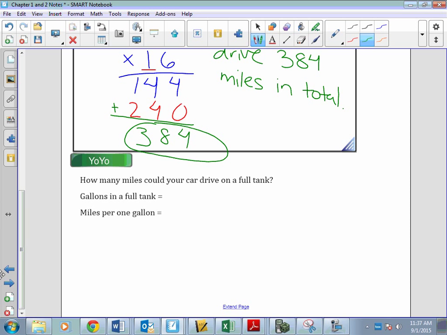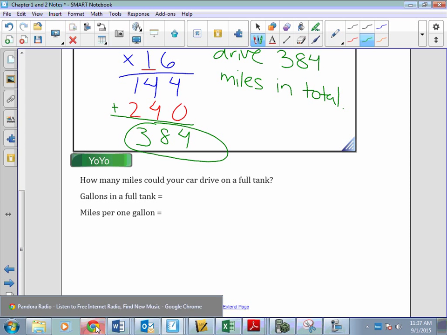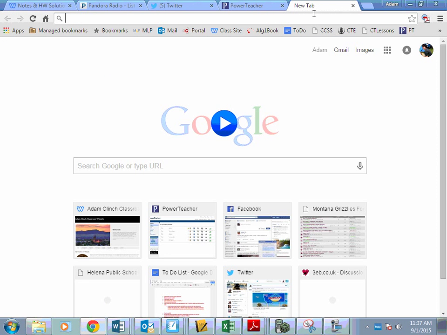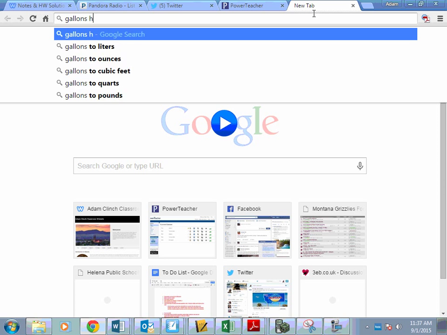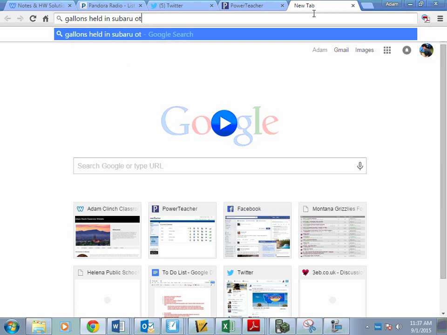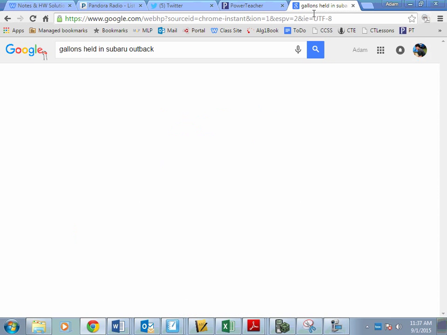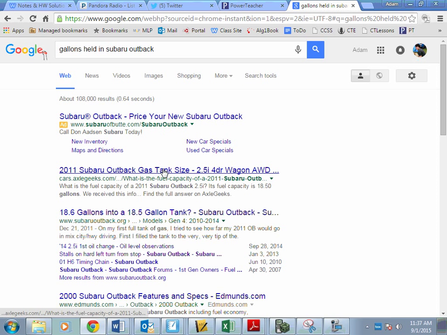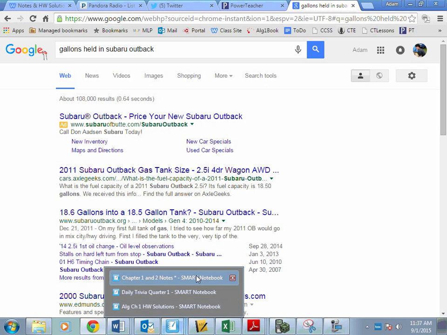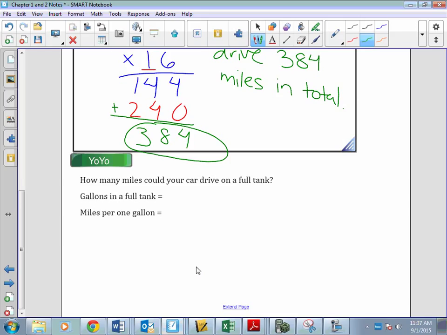So, for example, I have a Subaru Outback. So let's say gallons held in Subaru Outback. Google can be a beautiful thing. It looks like it can hold 18.5 gallons. And I know from driving that it gets about 24 miles per gallon on the highway. So let's do a highway trip. So 18.5 times 24. I'm going to round that just to be 19.